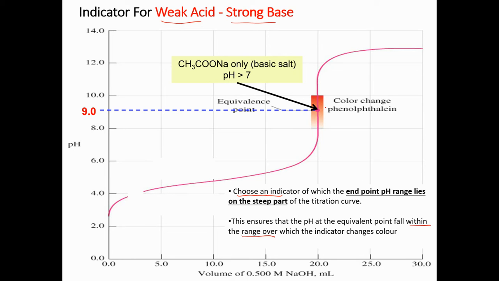Now let's recall the experiment that we have done before. For example, you are using phenolphthalein. When you titrate a weak acid with a strong base, you have a basic salt. That means you need to choose an indicator which will change color when the range is at this part, at the steep part here. Our pH calculated at equivalence is 9, so at pH 9, it will change color.